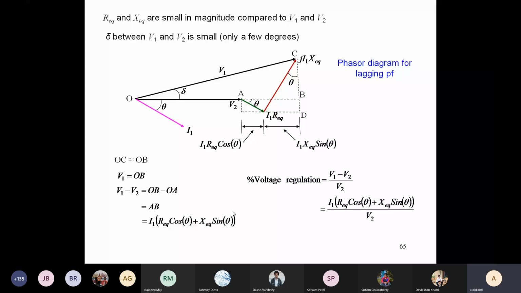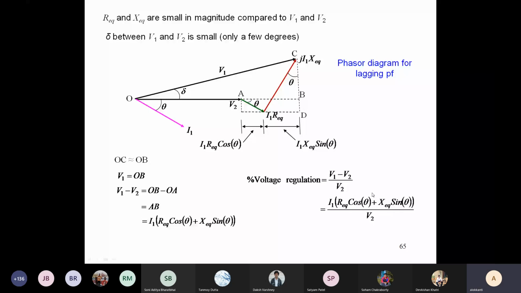Sir, replace theta with minus theta. So ultimately what will happen? Minus x Xeq sin, minus sin theta equivalent to sin theta. The plus will become minus. You can also find this out by drawing the phasor diagram. So for lagging power factor, this is plus in the numerator, but for leading, this will be minus.